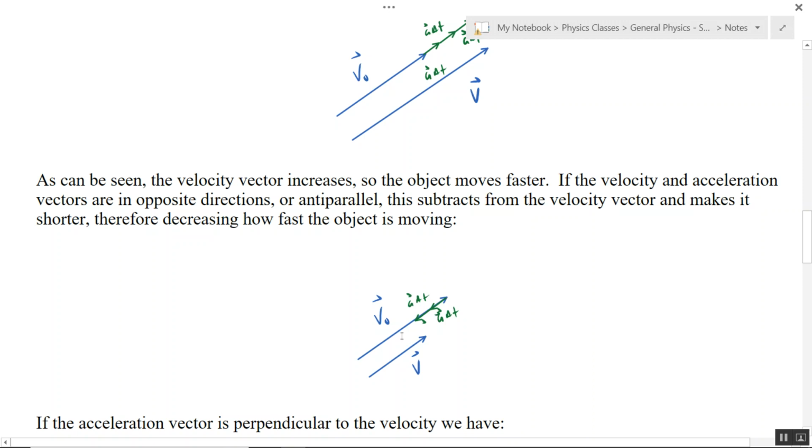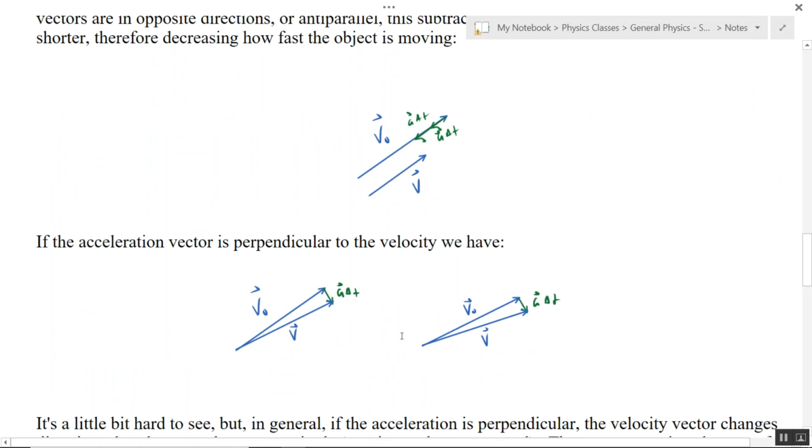This is only for these cases here. If V and A are in completely opposite directions, then the object slows down. This is how you get things to slow down. You have to apply acceleration opposite of its velocity vector. That's how you get things to slow down. Does that make sense?